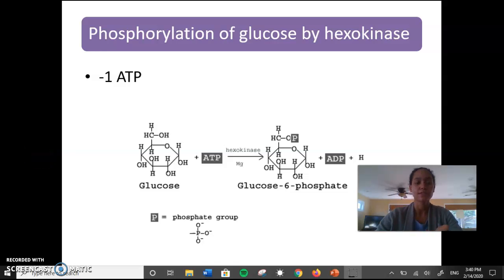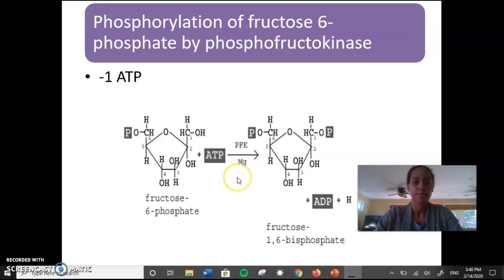So first, in glycolysis, we lose 1 ATP when the glucose is phosphorylated by hexokinase. So here we see the ATP molecule that is used to phosphorylate the glucose, which then turns into glucose 6-phosphate. So here we've lost 1 ATP. Another ATP is lost during the phosphorylation of fructose 6-phosphate. The enzyme responsible for this is phosphofructokinase, and the product is fructose 1,6-bisphosphate. So again, we see this ATP being used in the reactants, and we lose 1 ATP.